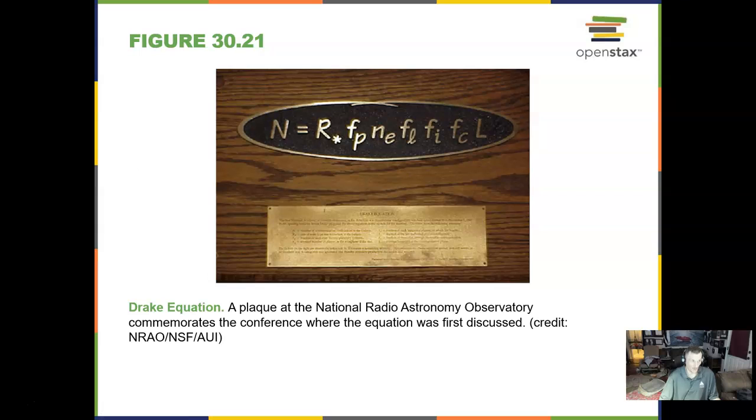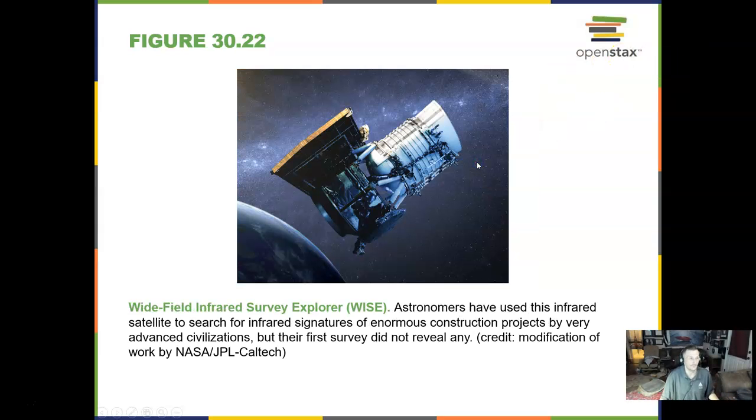The Drake equation was come up with by Frank Drake. A plaque here at the National Radio Astronomy Observatory shows what the equation looked like when he pronounced it. In the time since, that equation has been expanded as we now know of other planets that could have life on them. The WISE spacecraft is a wide field infrared survey camera in space.